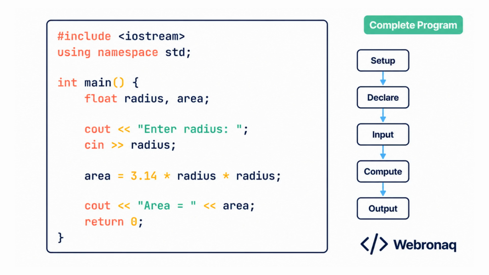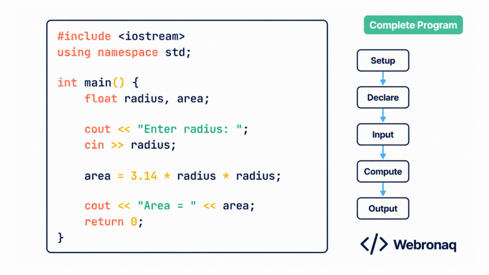At the top, we set up the environment by pulling in the iostream library and the standard namespace. Then we enter main, where we declare the 2 floating point variables that will hold our data. We ask the user for the radius, and read it from the keyboard. We compute the area using the formula. And finally, we send the result back to the screen, and return cleanly to the operating system.